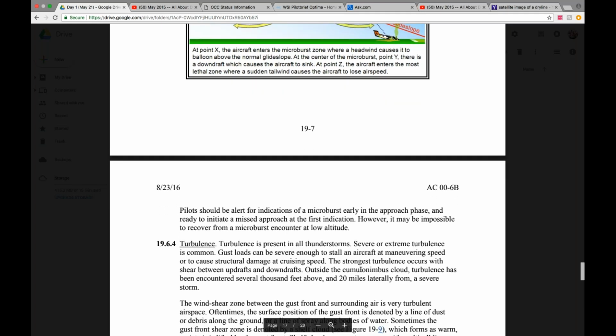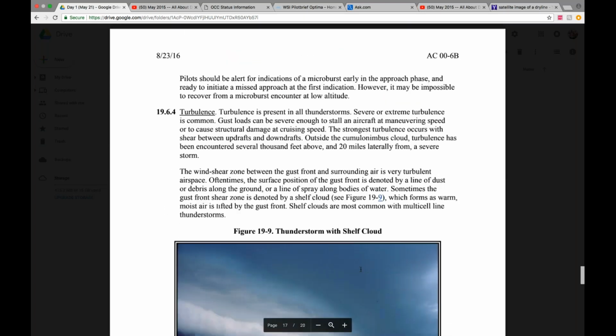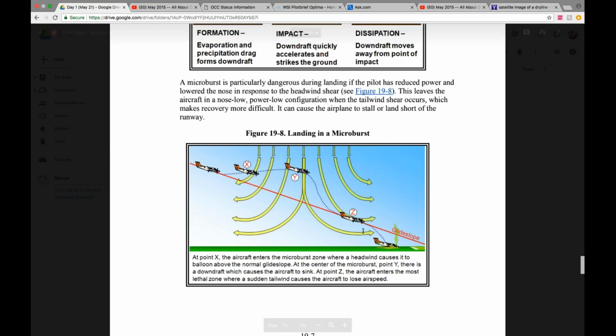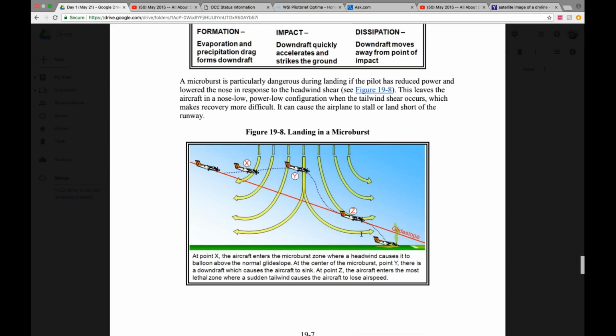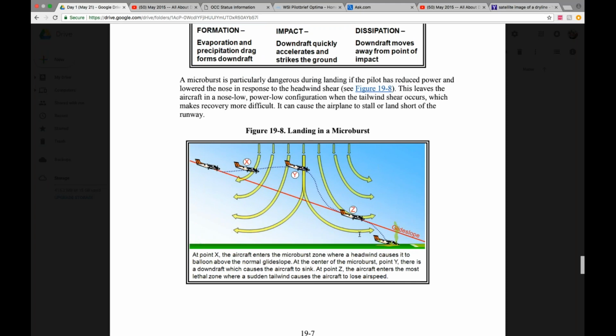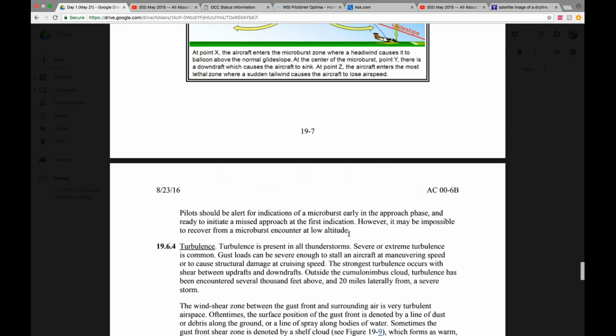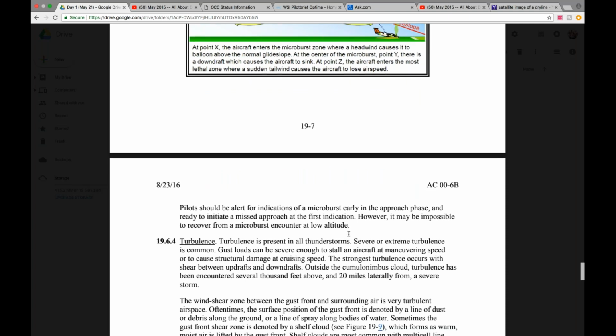So pretty scary stuff as far as, you know, the microburst goes. But because of that crash, it is much, much, much more safe because of the system they developed. I don't think there's been a microburst related airline crash since this one.